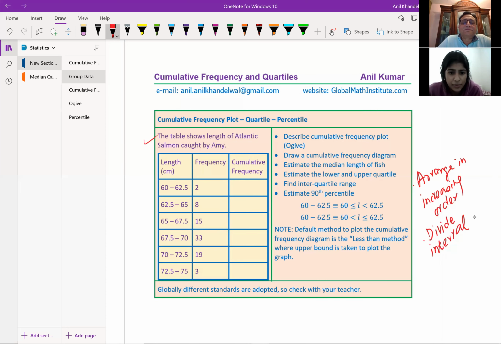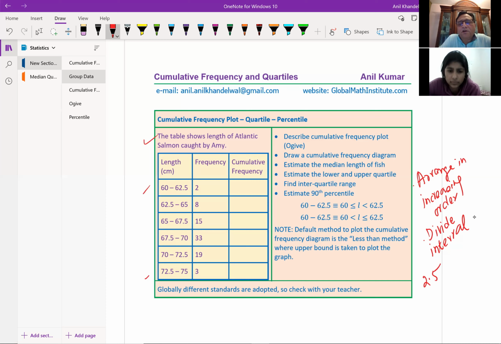The table shows length of Atlantic salmon caught by Amy. Great. I love to be a fisherman. So what I did was we just grouped them into different groups. Most of the salmon, when we had looked at the data, the minimum value was close to 60 and the maximum was close to 75. So that becomes our total range. Now we divide this range into intervals of 2.5. So to be very precise, we have an interval of 2.5 here. So 60 to 62.5, 62.5 to 65, 65 to 67.5, and so on.